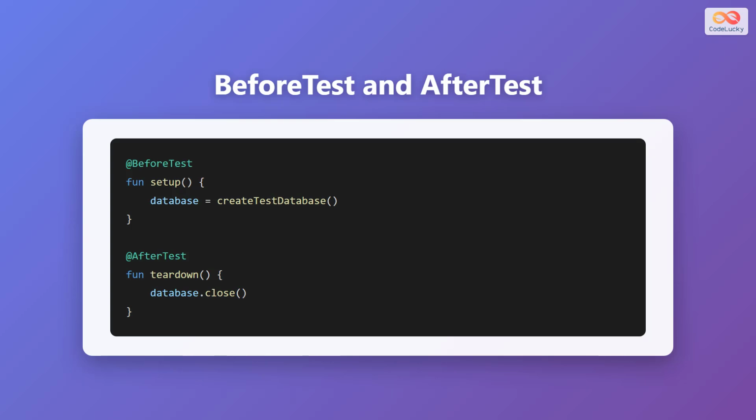The @AfterTest annotation marks a method that runs after each test completes, regardless of whether the test passed or failed. This is where you perform cleanup operations like closing database connections, deleting temporary files, or resetting shared state. These lifecycle methods help keep your tests independent and prevent state from leaking between tests, which is essential for reliable test suites.